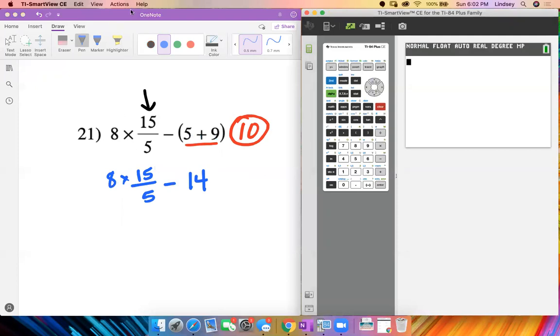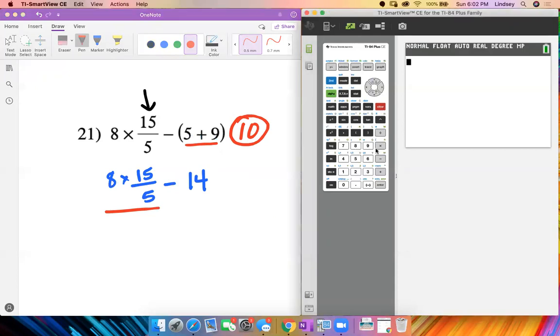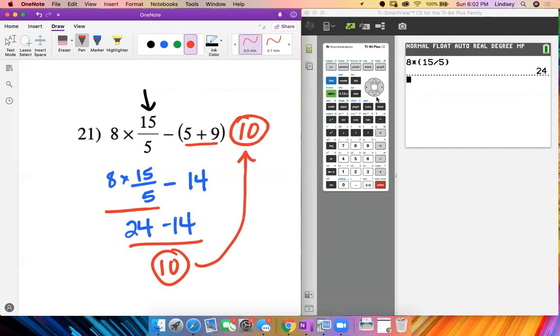Okay, so according to my order of operations, I'm going to do 8 times 15 over 5. So I just do that in my calculator. 8 times 15 over 5, just like we talked about earlier. And that gives me 24. Okay, so I'm just going to simplify that. 24 minus 14. And then I have one operation left. So 24 minus 14 gives me 10, just like we said earlier.